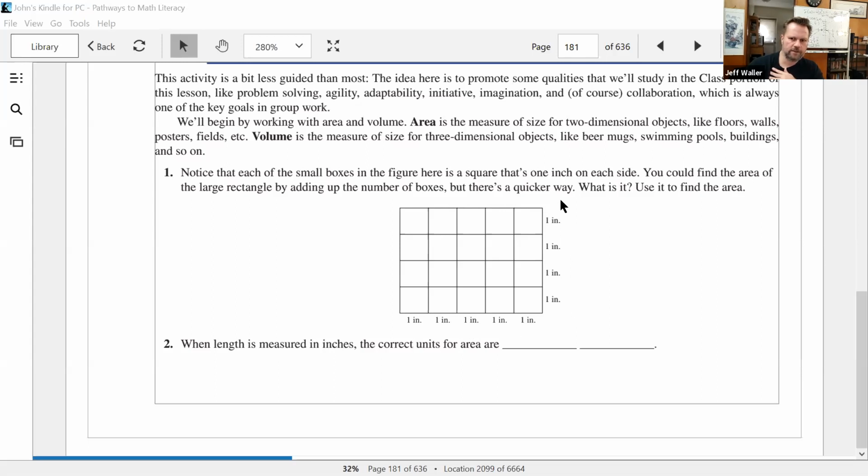And how long is this? 4 inches. So of course, mathematically, what would you do to get the area? Multiply. 5 times 4. So you get 5 inches times 4 inches. So the area looks to be 20. Now, what is a square inch?